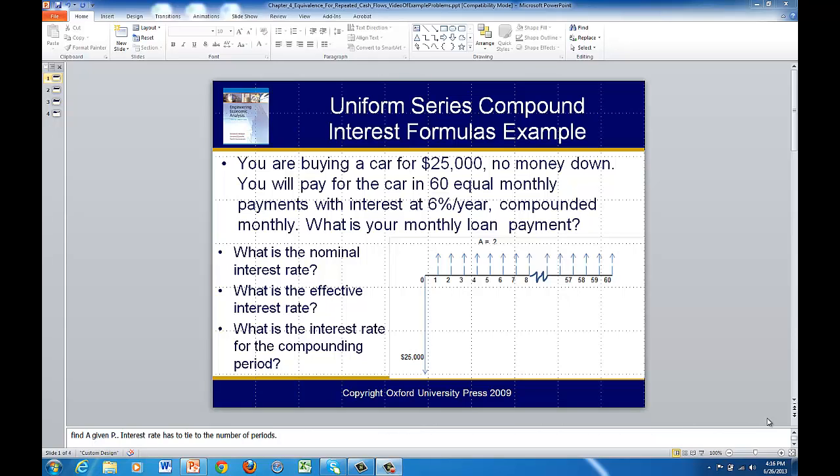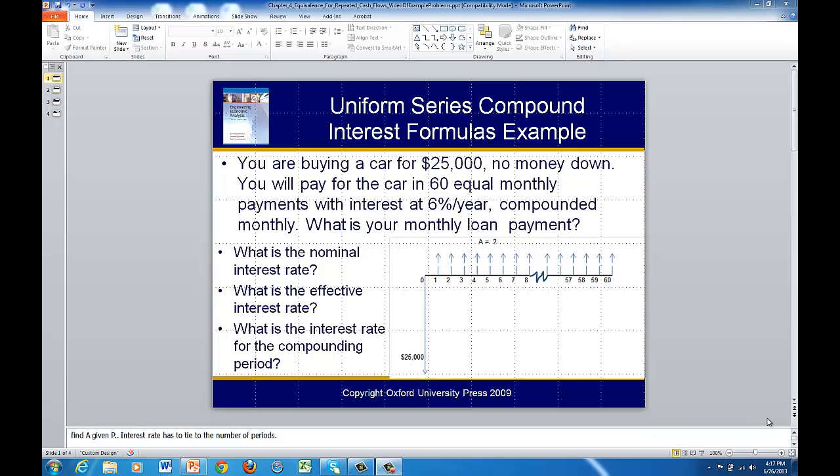All right, this is the first in 3 examples of uniform series problems, also known as annuities. What I'd suggest you do on each of these problems is pause the video after I discuss the setup or after you read the slide, see if you can solve it yourself based on your reading and the other videos that you've watched, and then go forward in the video to see what the solution is.